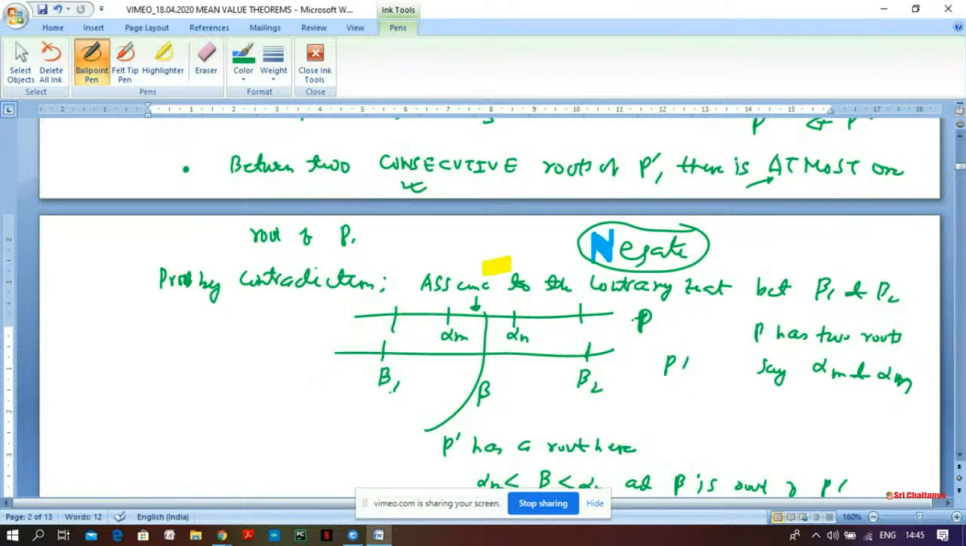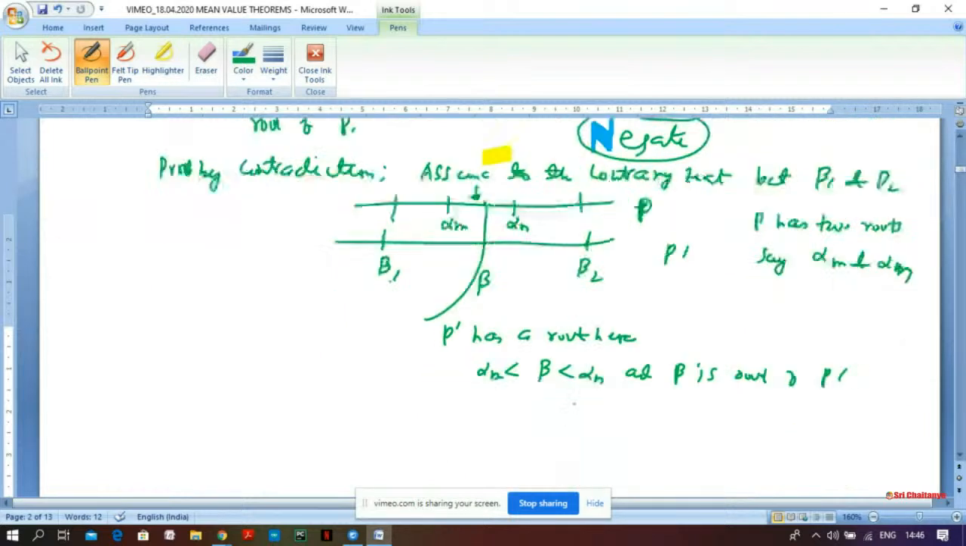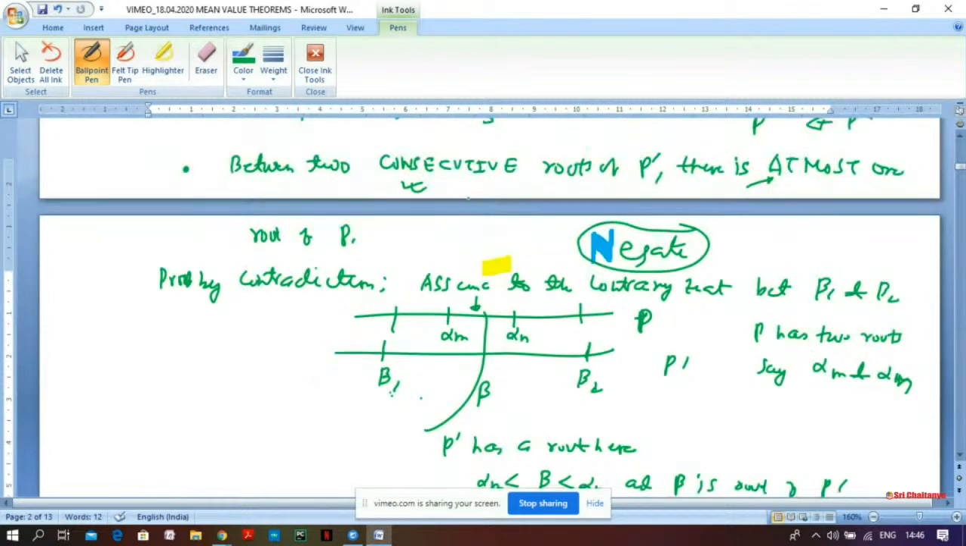So it means P prime has a root beta between beta 1 and beta 2. But that can't happen because you promised that beta 1 and beta 2 are consecutive roots. So how come this beta is here? So it means contradiction obtained. So we will say between two consecutive roots of P prime, there is at most one root of P.